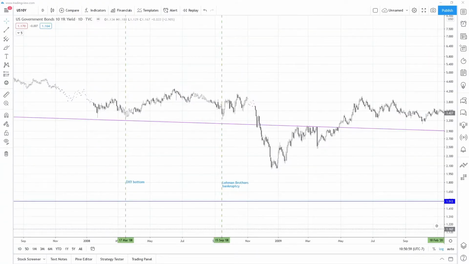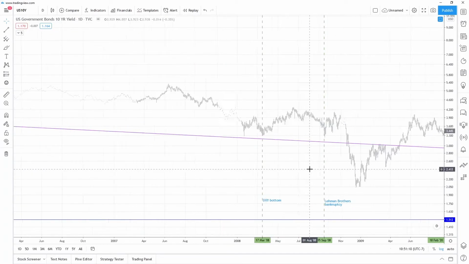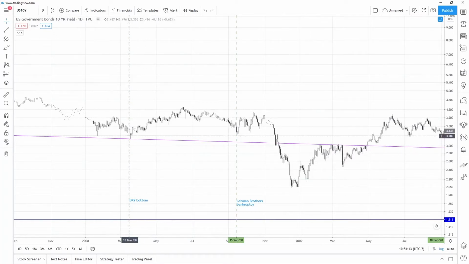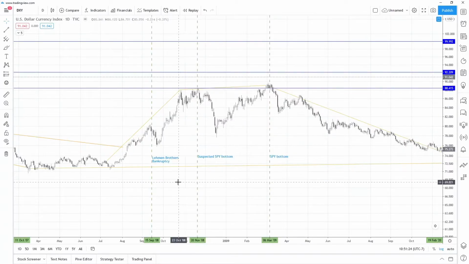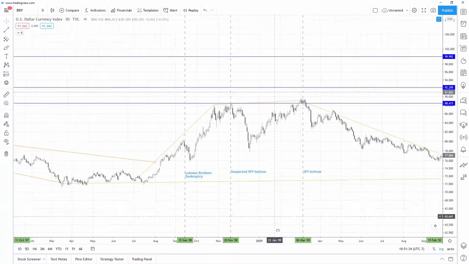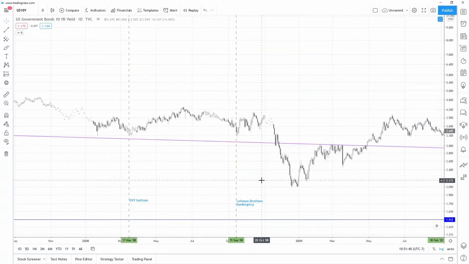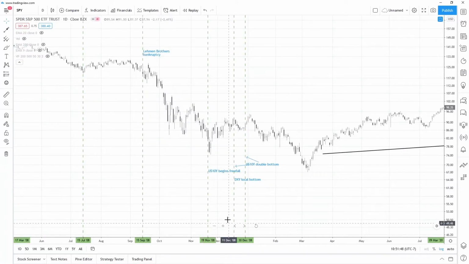Okay, so now we're looking at a chart of the 10-year yield. And you can see that not too much happens with this at the start of the financial crisis. Yields aren't plummeting until right about here, 18th of November 2008, which is right about where the SPY bottomed out the first time, or where you saw that first bottoming pattern in the SPY. So right here.